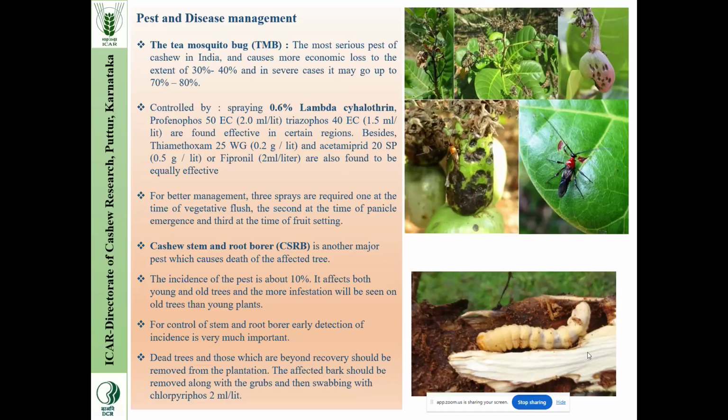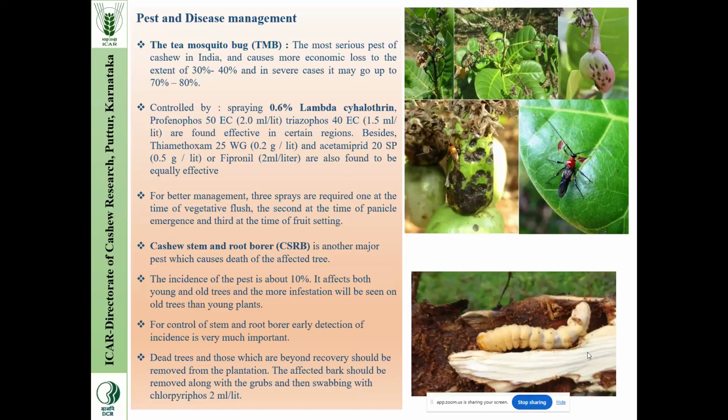Next comes another most important pest, the cashew stem and root borer. The incidence of this pest is about 10%, but it completely destroys the whole tree if it gets affected. It affects both young and old trees, but more infestation is seen in old trees than in young plants. To control stem and root borer, early detection is the most important factor. Dead trees and those beyond recovery should be completely removed from the plantation.